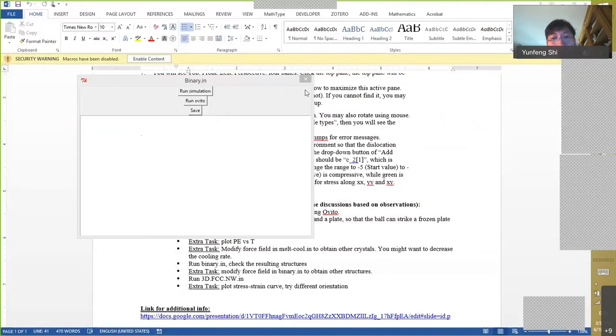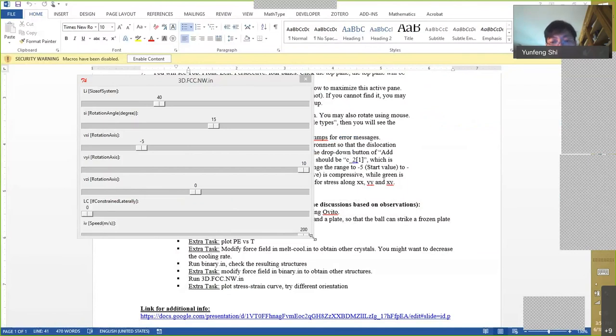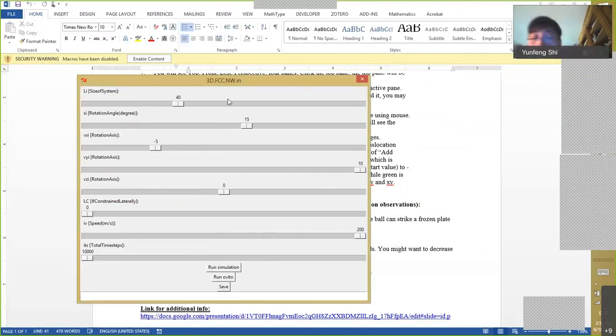And close this, right, 3D. All the other ones work too, if you wanna play with them, right? Okay, so here I'm gonna show you real quick what that means. Here we're gonna create a three-dimensional FCC nanowire, and you are going to apply a uniaxial tension test on it, okay? Now here it shows you the system size. 40 is sizable, and it's not that long. If you really want a high quality simulation, you can increase the size, or if you want to study the size effect, you can drag it to larger systems.